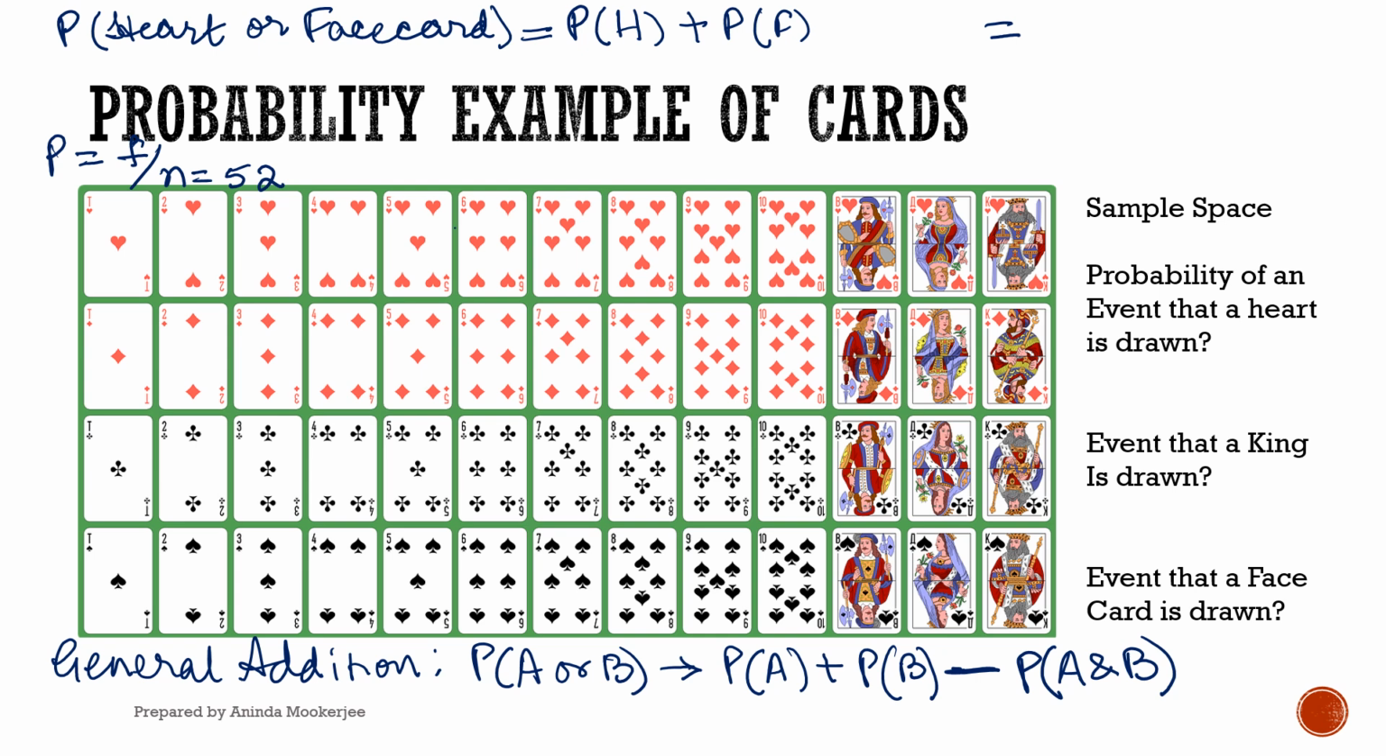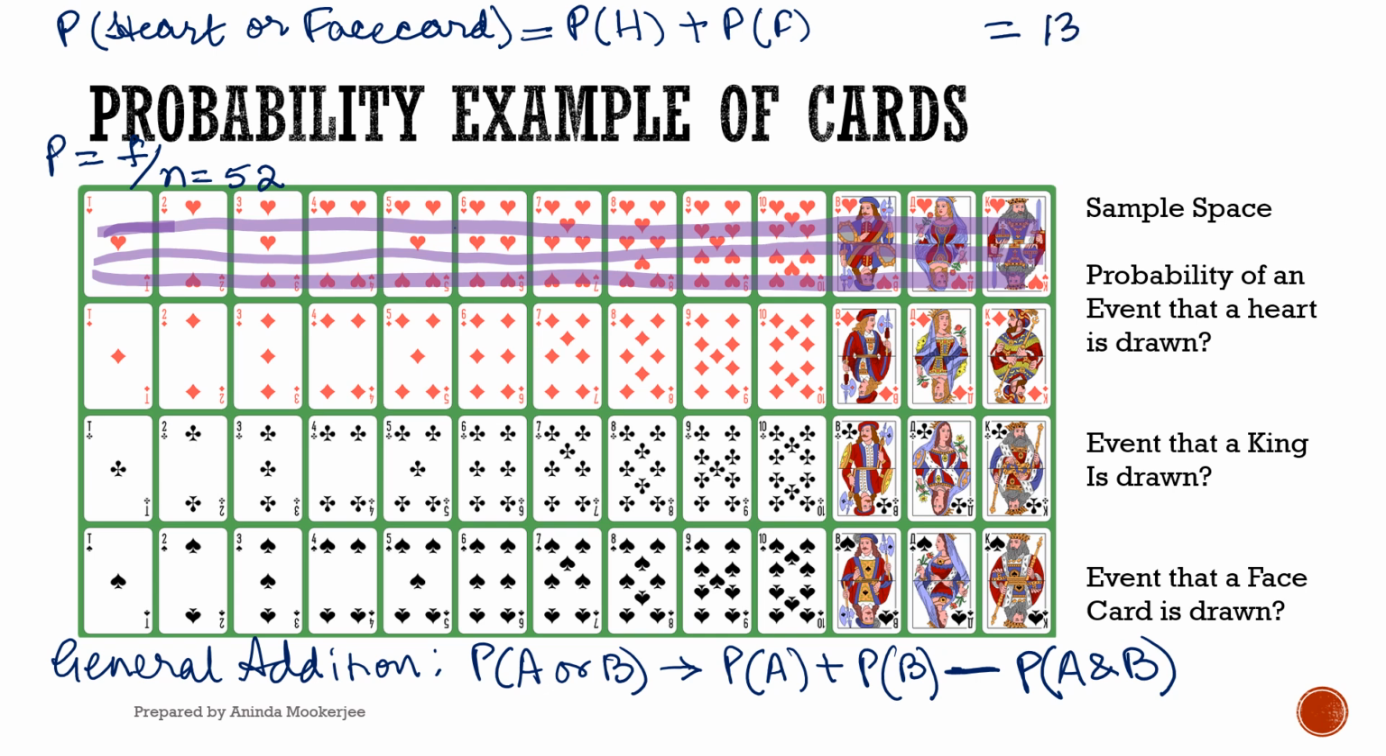So probability of a heart, how many hearts do we have here? All these cards here represent hearts, right? These are all the hearts in the deck. How many of them do we have here? 13 hearts. So it'll be 13 over 52. So that's the probability of finding hearts. So 13 over 52.